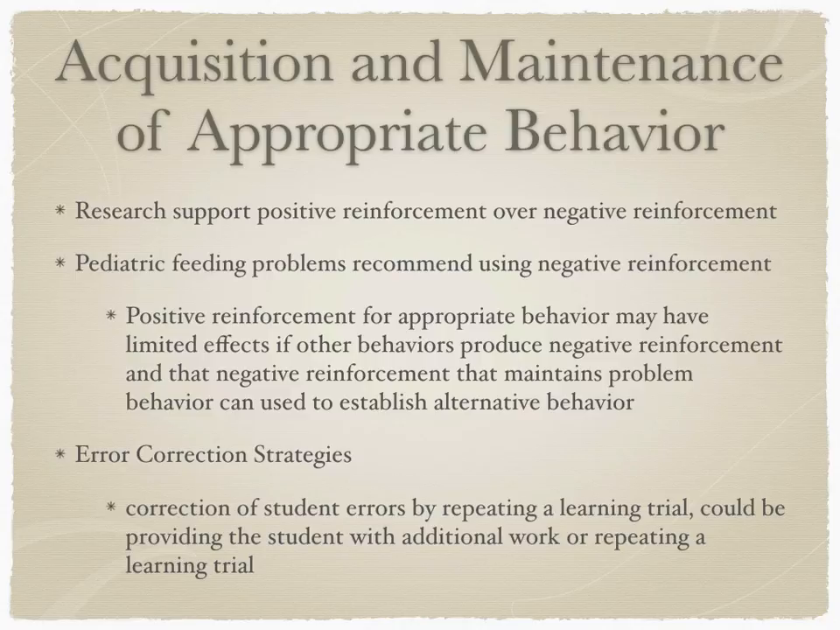One quote I really liked from the book about this situation is that positive reinforcement for appropriate behavior may have limited effects if other behaviors produce negative reinforcement. And that negative reinforcement that maintains problem behavior can be used to establish alternative behavior. Another situation they discussed using negative reinforcement was error correction strategies. That's the correction of student errors by repeating a learning trial. It could be providing the student with additional work or repeating a learning trial if they have significant errors.